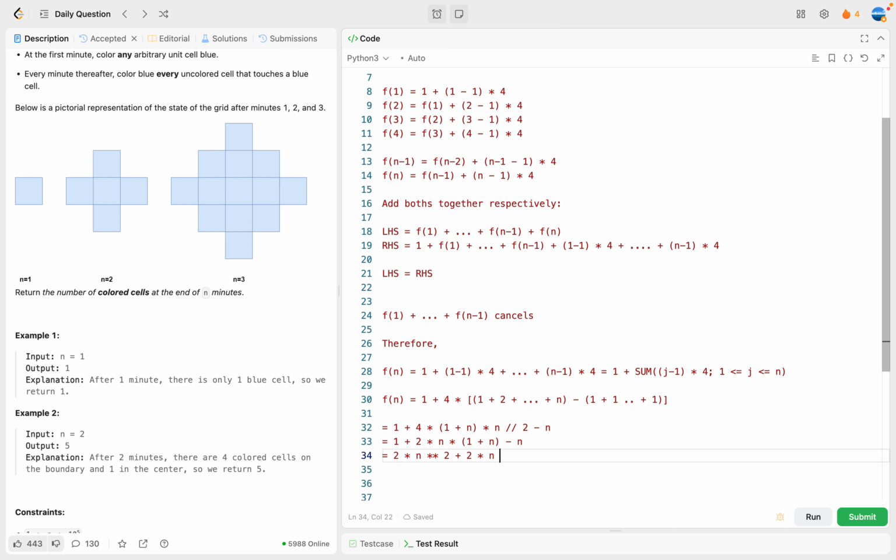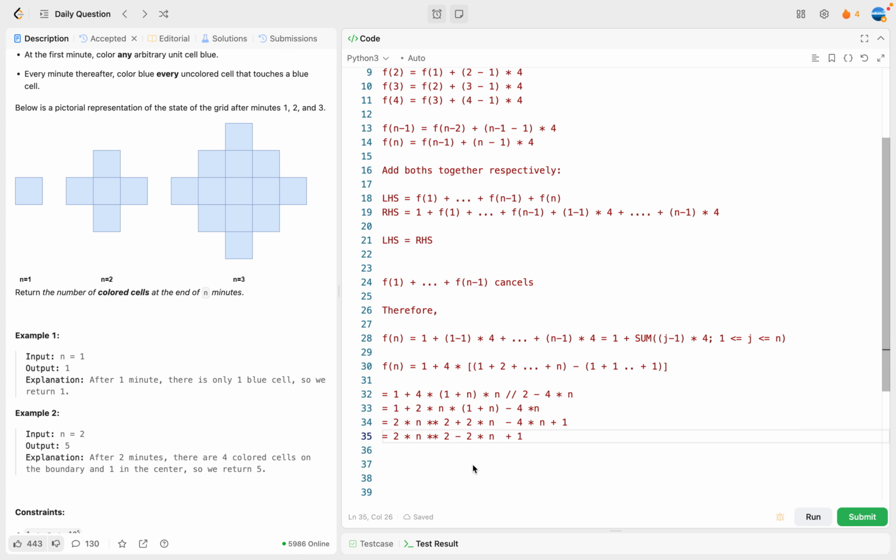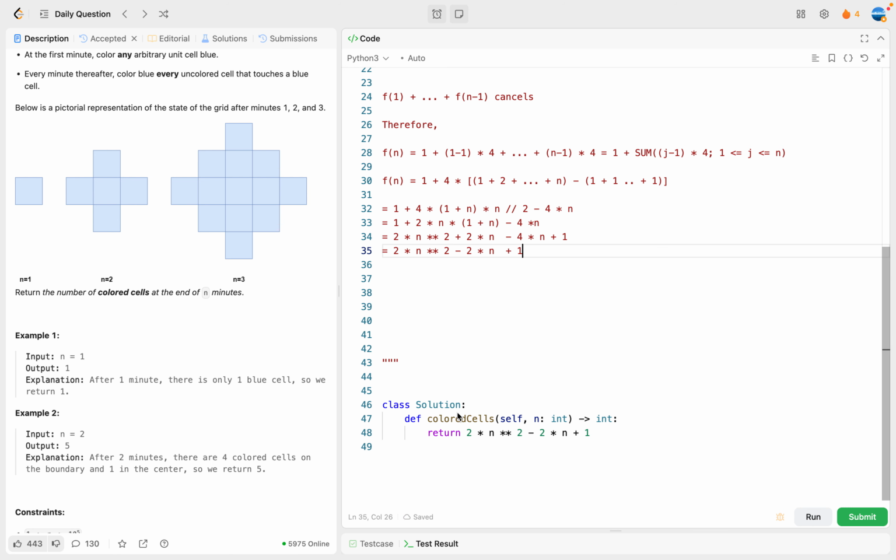Let's see, here we have a 4; we need to get this 4 times n. So 2n minus 4n. Overall, it will be 2n squared minus 2 times n. Don't forget this 1, let's add it here. So we get 2n squared minus 2n plus 1. That's the final output to this problem.